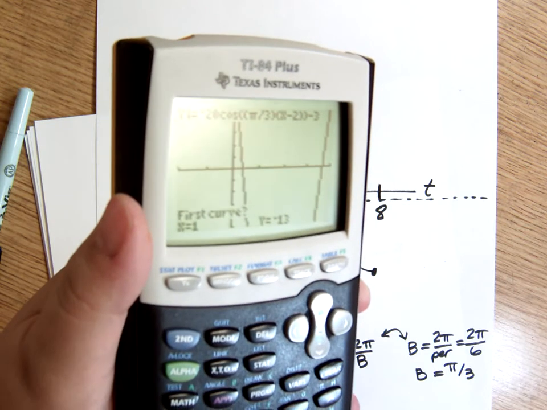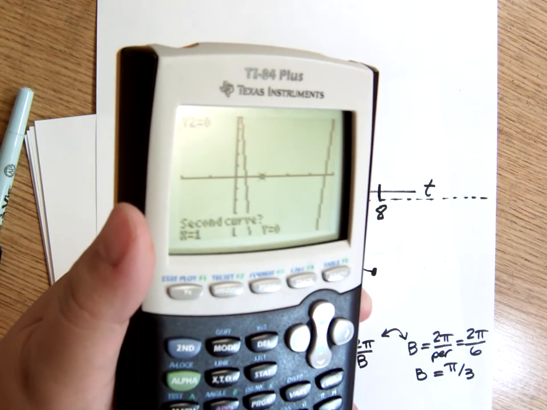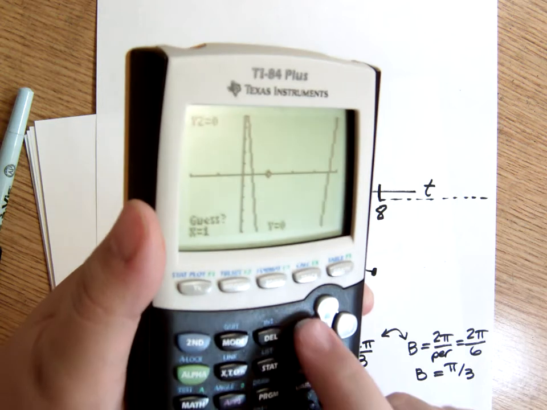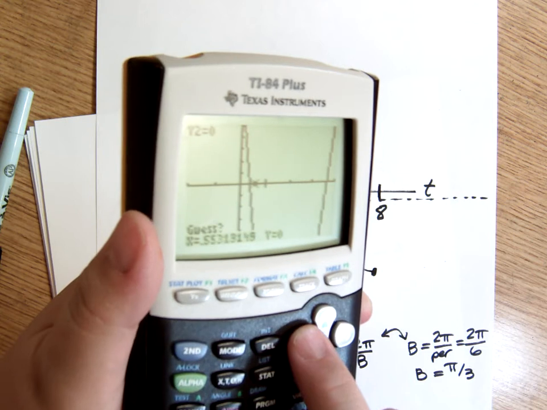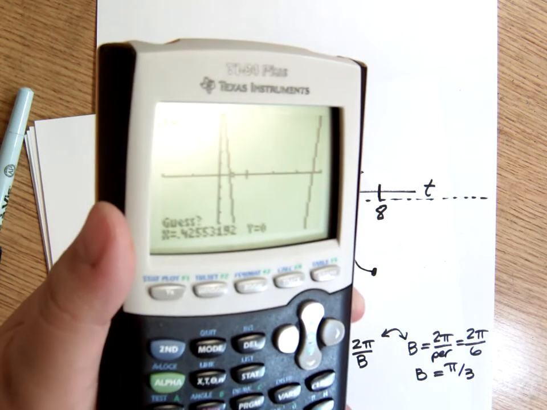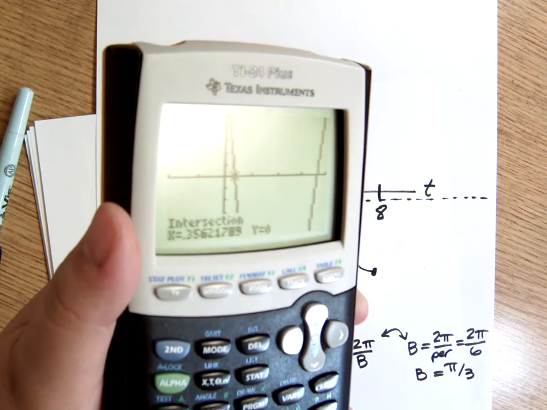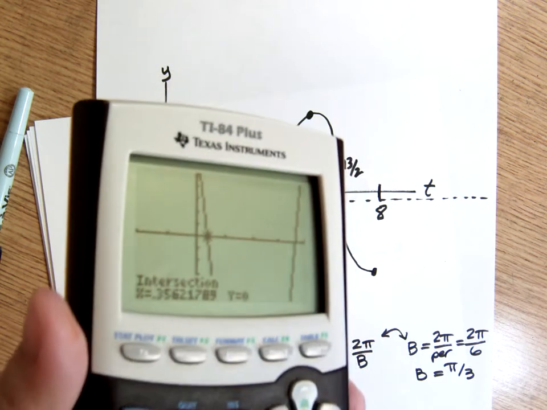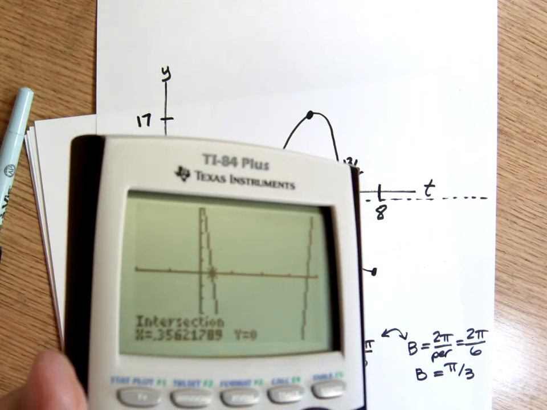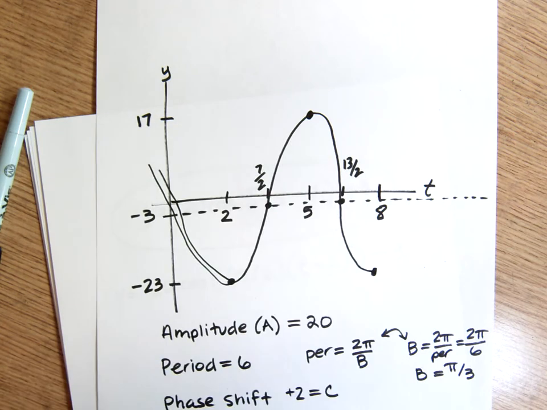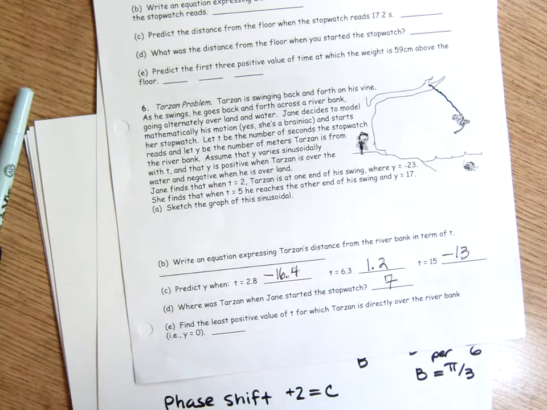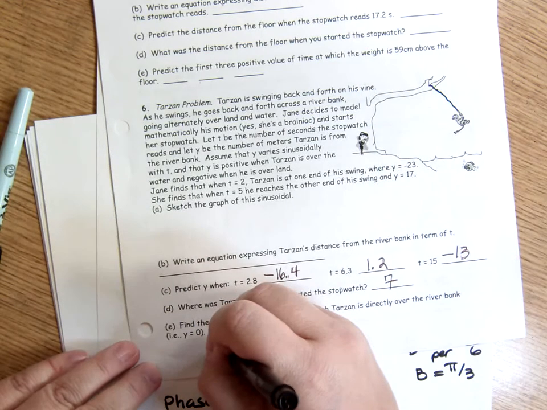So first curve, I'm going to press enter. Second curve, I'm going to press enter. And then guess allows me to make sure it knows which intersection I want it to find. And I'm going to move my cursor pretty close to that spot and then press enter. And it's going to tell me what that location is. And it says that when y is 0 there, x is equal to 0.356. So let's say 0.4 seconds. And that is my answer. 0.4 seconds.